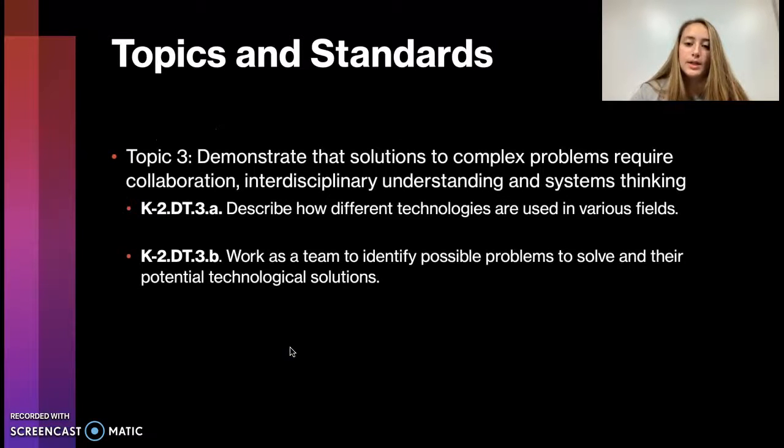The third topic is demonstrate that solutions to complex problems require collaboration, interdisciplinary understanding, and systems thinking. There are 2 standards within this topic. The first one is describe how different technologies are used in various fields. And the second one is work as a team to identify possible problems to solve and their potential technological solutions.